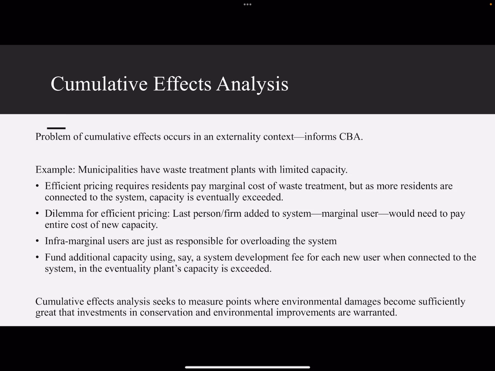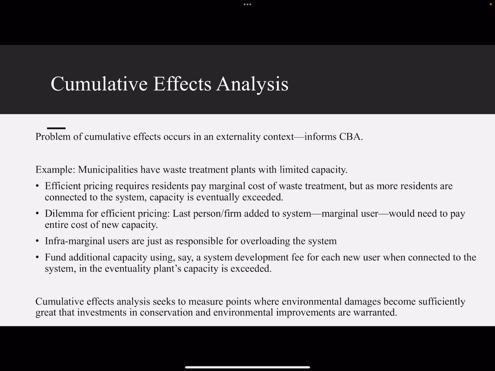The inframarginal users are just as responsible for overloading the system. Now, inframarginal users are those that were charged the marginal cost because it's like putting a bridge up. Once a bridge is up, the marginal cost of getting anyone across is zero. But once you hit capacity and once you hit congestion, the cost goes up. The inframarginal users are those who use the bridge without causing congestion.